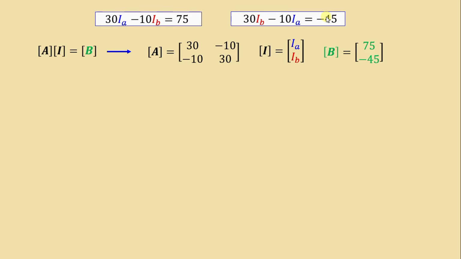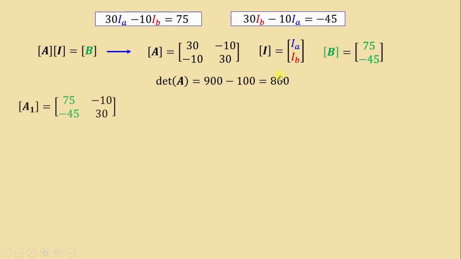Now we are going to apply Cramer's method in order to solve those two equations. Let's start first by calculating the determinant of matrix A, given by 30 multiplied by 30 minus negative 10 multiplied by negative 10. We obtain 900 minus 100 is equal to 800.